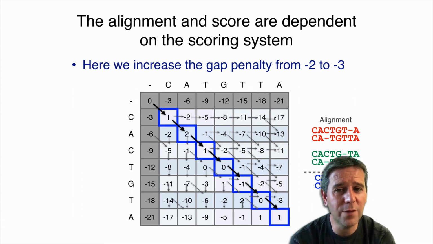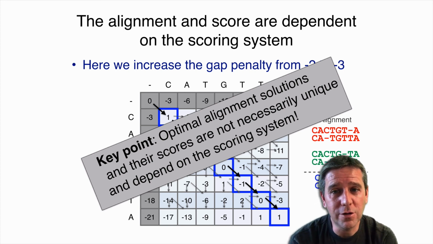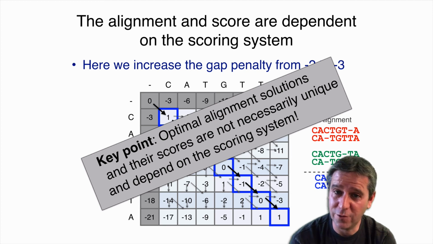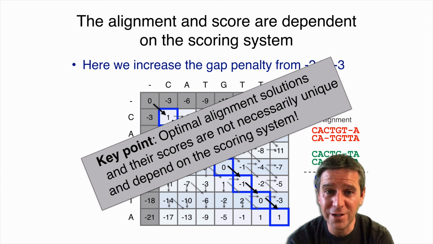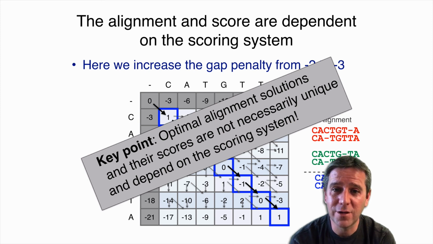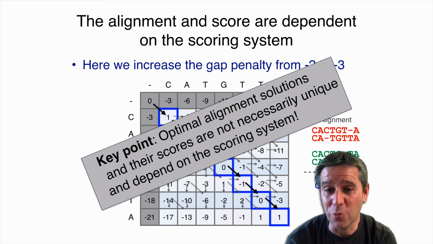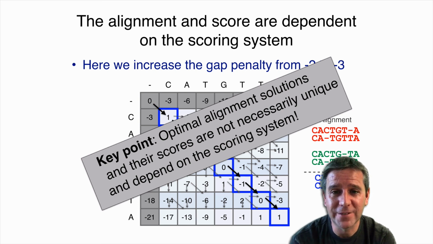So this is a really important point and one that's often underappreciated. That is, the optimal alignment solutions and their score, so that's the value we get in our happy place, are not necessarily unique. There's more than one route through the matrix to yield this score, and they depend on the scoring scheme. If I pick different values, they will most likely give you different scores. So they're dependent on the scores you use.